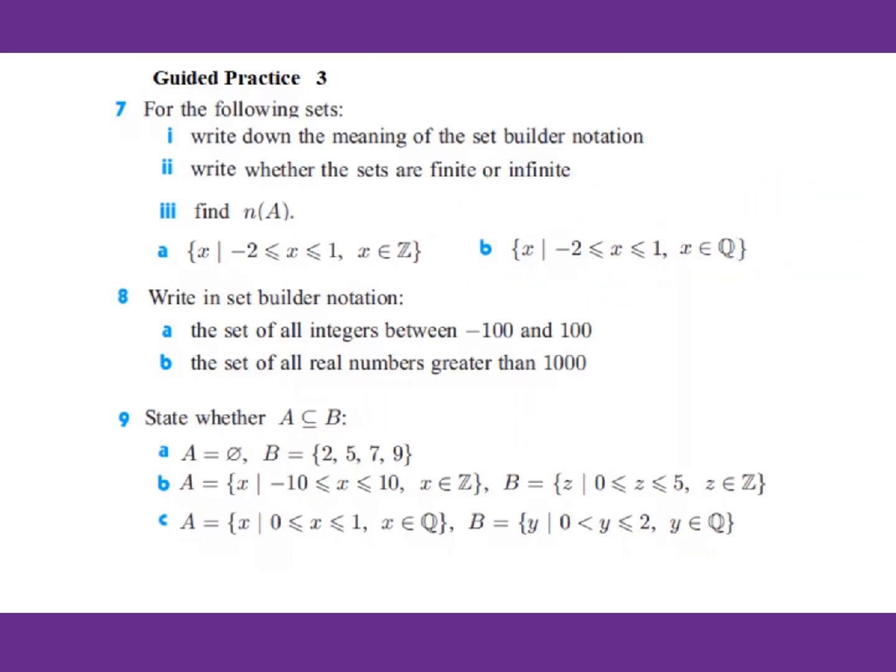Now let's go to number 8. Write in set builder notation. For A, the set of all integers between -100 and 100. So we will do this: x between -100 and less than 100. This x is an element of Z.